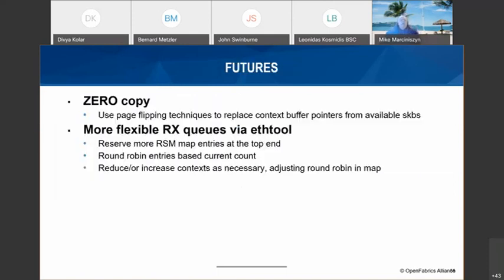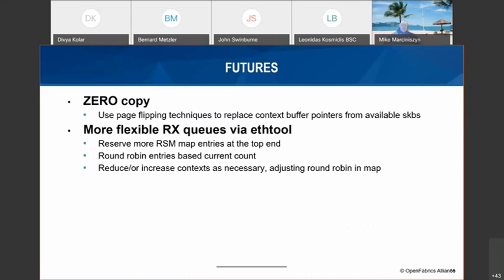Okay, so we're looking at some features for this implementation. We're looking at a zero copy feature where we'll use some page flipping techniques to replace context buffer pointers from a pool of available SKBs. This will be based on some percentage where smaller buffers will bounce the copy, and other buffers will cycle the replacement SKB in place as we need it after it's been dispatched up the stack. So it'll essentially graft a pre-allocated buffer into the SKB as it processes each packet.